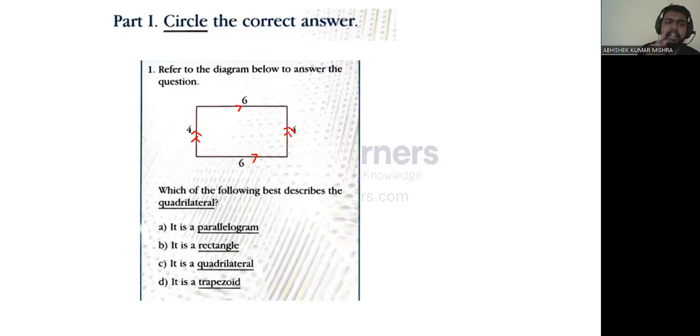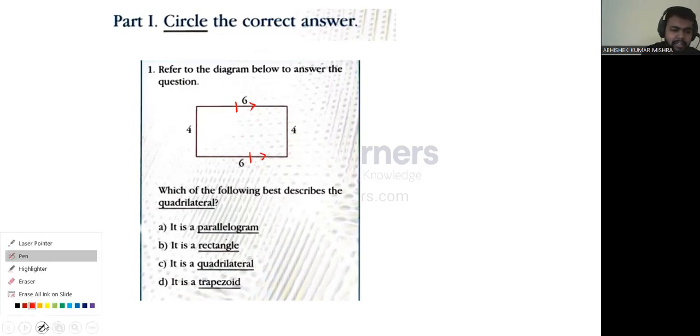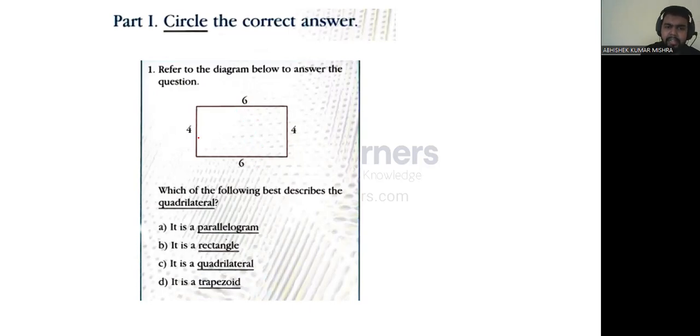And the third condition: any one pair of opposite sides, if they are congruent as well as parallel simultaneously, then also my given quadrilateral is a parallelogram. These are three conditions. That means if this pair is congruent and this very same pair is parallel at the same time, then my given quadrilateral is a parallelogram. In the same way, if this opposite pair is congruent and at the same time parallel as well, then also my given shape is a parallelogram.